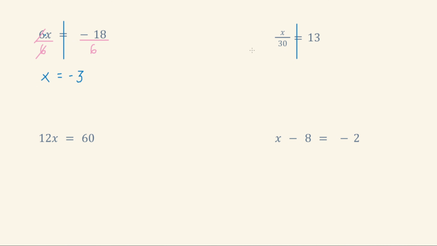Just remember, fractions are divisions, all right? So x is being divided by 30. The opposite of a division is a multiplication, so I have to multiply by 30 on both sides. 30 divided by 30, right? We've got 30 on top, 30 on the bottom. These are going to cancel out.